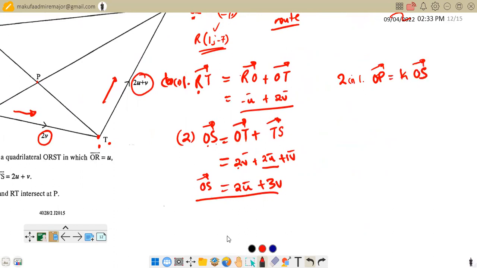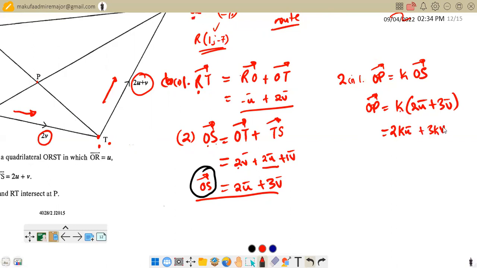Okay, do we have vector OS? Yes, we found this one, vector OS here. So we're just going to substitute that vector that we obtained. So OP is equal to K times vector OS, which we got as 2U plus 3V. So you can multiply by the constant, or you can leave it like that. Okay, so if you multiply by the constant, you start writing the constant, then the vector. So it's 2K vector U. K times 3 here is going to be 3K vector V. So like this would be your vector OP. So that is what we are given in this case.